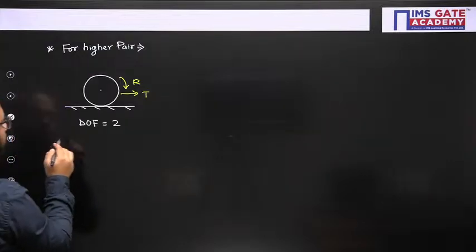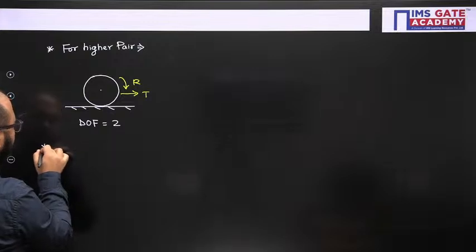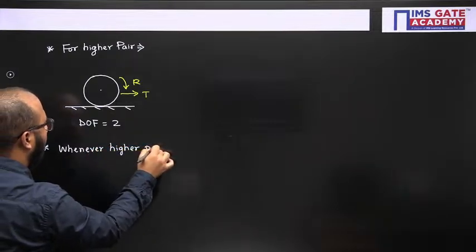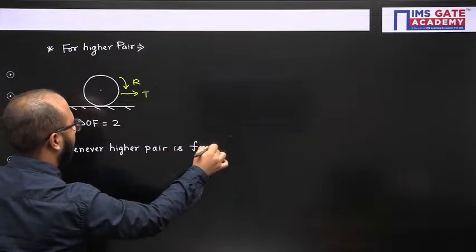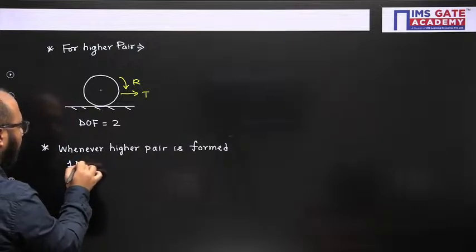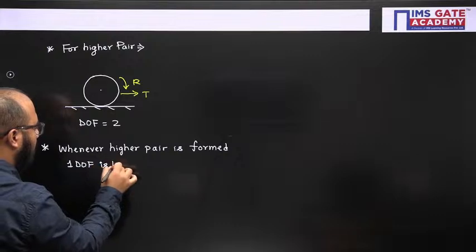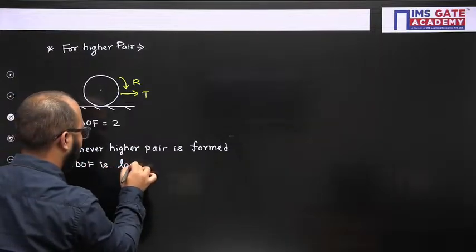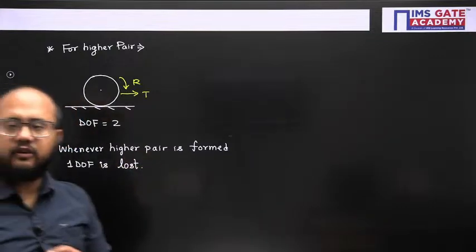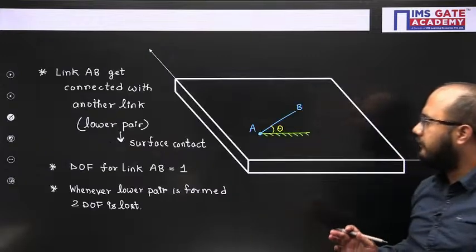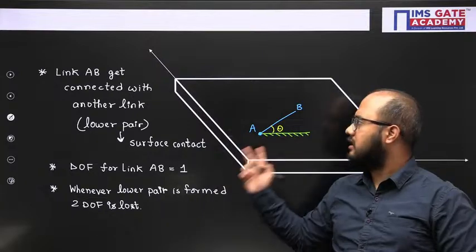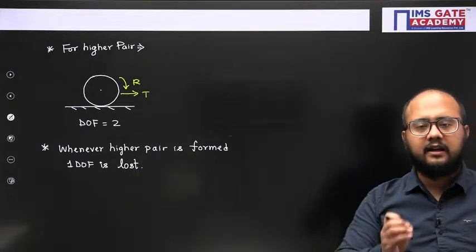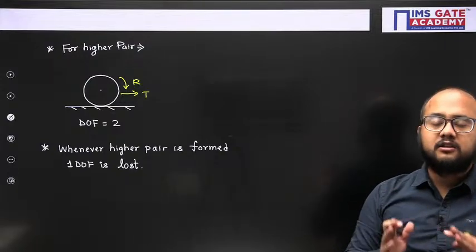So we should write here: whenever higher pair is formed, 1 degree of freedom is lost. Clear? So we have understood here, everyone, that whenever lower pair is forming, 2 degree of freedom is lost, and whenever higher pair is formed, 1 degree of freedom is lost. Now we can write down the degree of freedom formula, the generalized formula that we can directly use here. Okay, so how to develop that generalized relation?